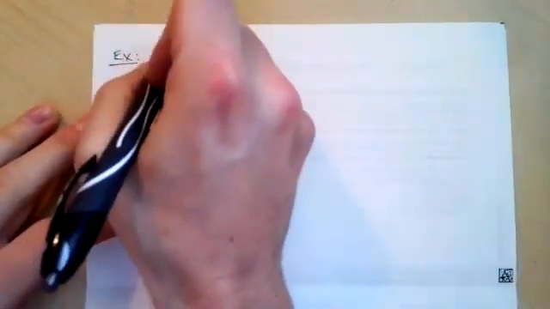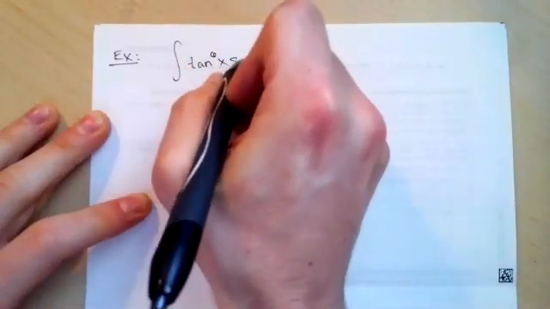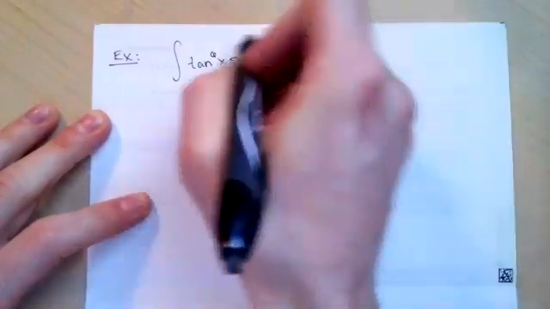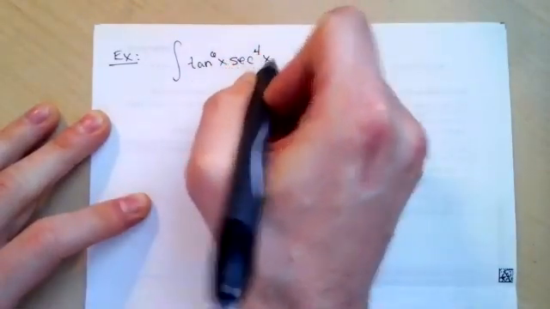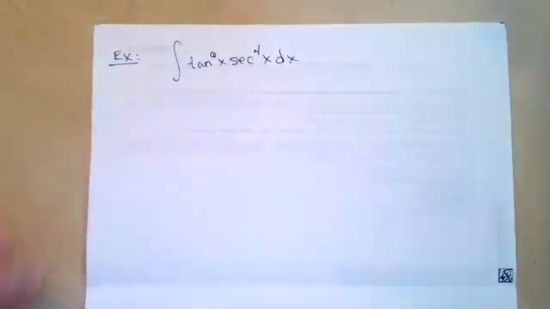So we've got the integral of tangent to the sixth and secant to the fourth of x dx. So what do we want to do in this case? We see secants and tangents, and we've got our powers there.